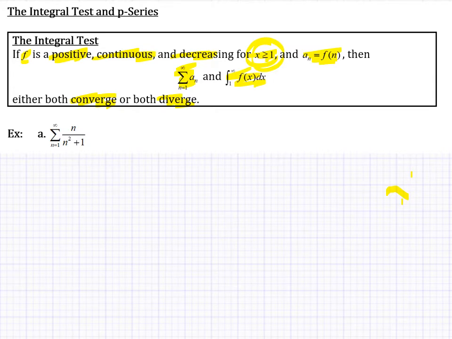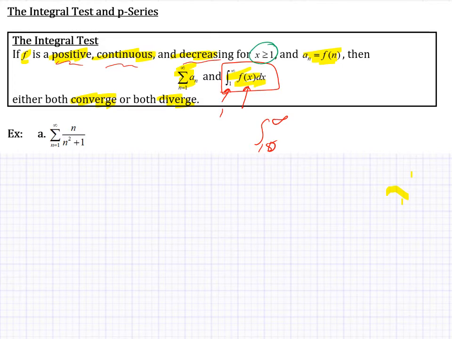So let's take a closer look at this. Look at this integral right here. This is the f that needs to be positive, continuous, and decreasing for x greater than or equal to 1. The reason they're using x greater than or equal to 1 is because this integral starts at 1. If the integral were to start at 5 to infinity, then we would change this number to a 5. If it was 10 to infinity, we change this number to a 10. So this number right here, x greater than or equal to 1, is not set in stone.